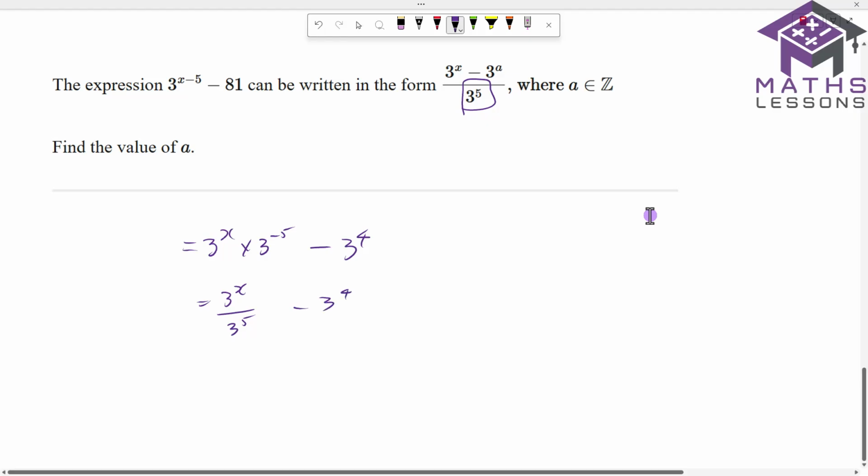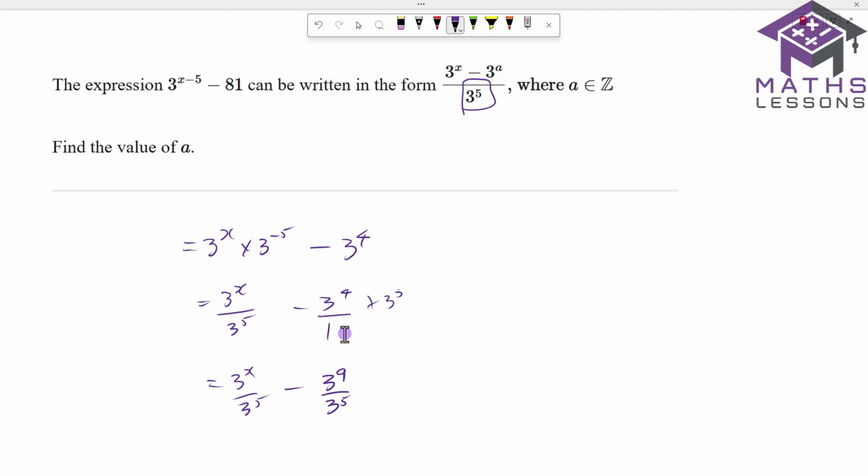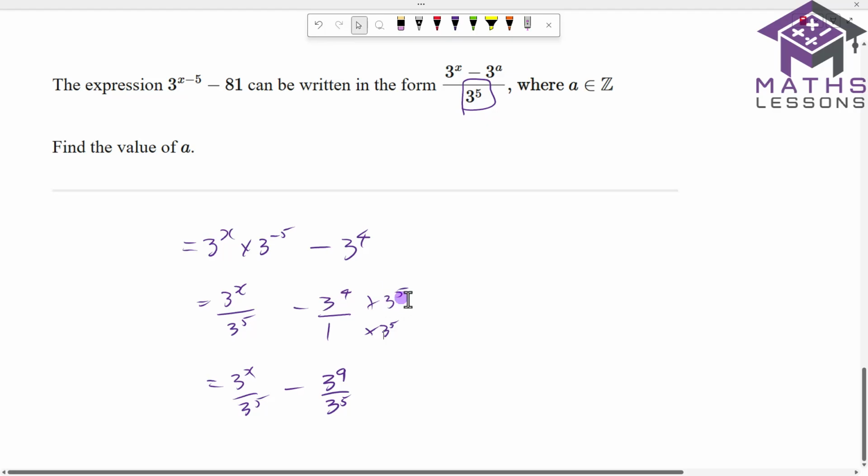Now, if we want to put this over the power of 5, at the moment it's just over 1. So therefore we must times top and bottom by 3 to the 5. So that gives us 3 to the x over 3 to the 5 minus 3 to the 9 over 3 to the 5, because if we times this by 3 to the 5 here, what we must do is add the indices to get 3 to the 9. So our final answer is going to be 3 to the x minus 3 to the 9 all over 3 to the 5. Then we have it in the format that we have here.